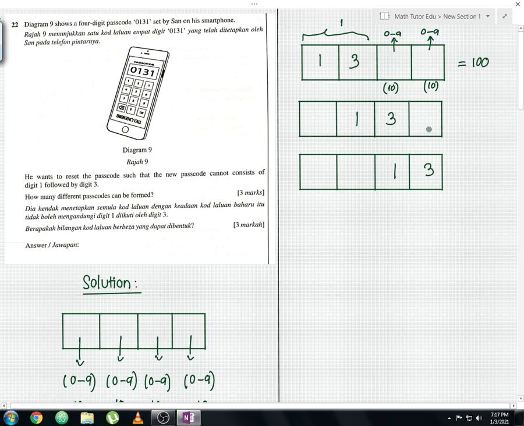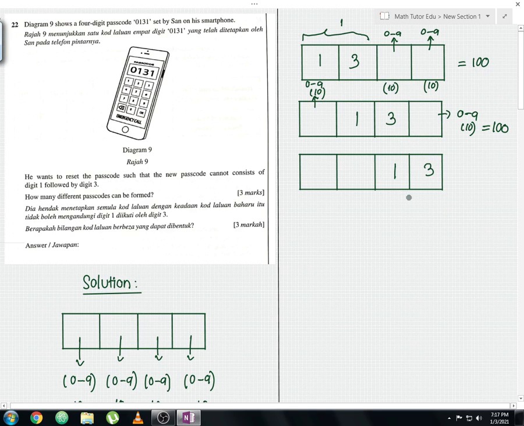Same thing goes for the second case. This 1 and 3, you only have a total of one possible outcome. In this first block, you can fill number 0 to 9, a total of 10 numbers, and the same thing over here, you can fill 0 to 9. You can fill in 10 numbers. So 10 times 10, you should get a total of 100 possible outcomes. So that is for case 2.